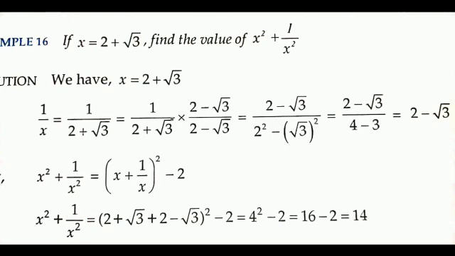So we have 2 plus root 3 plus 2 minus root 3 whole square, and the second term is minus 2, because x and 1 by x cancel one another. And then we have 4 square minus 2, which is equal to 16 minus 2, which gives 14. So therefore we have x square plus 1 by x square is equal to 14.